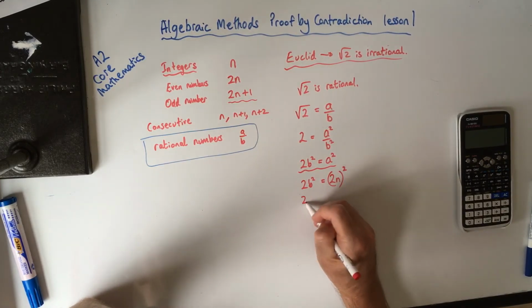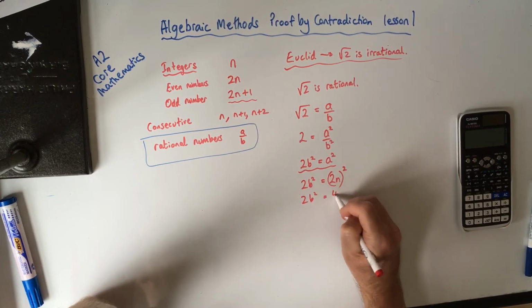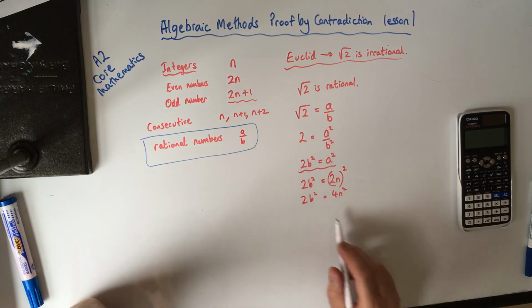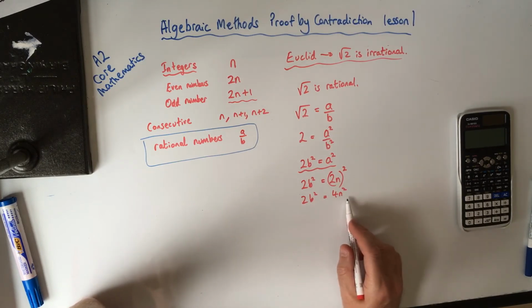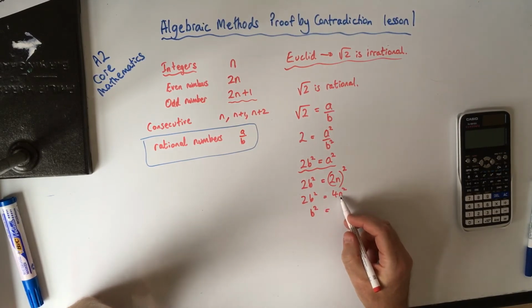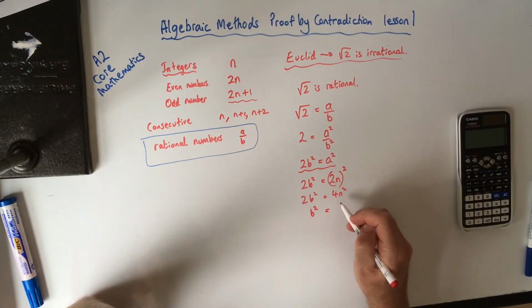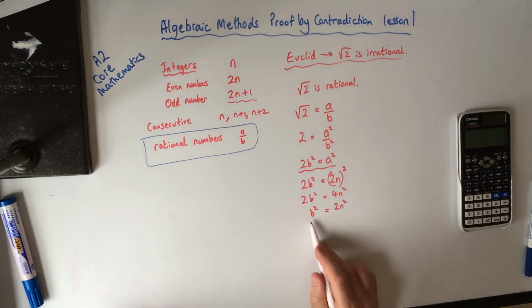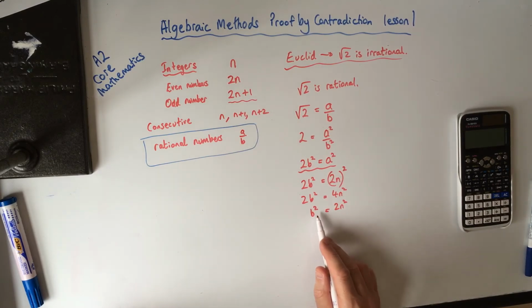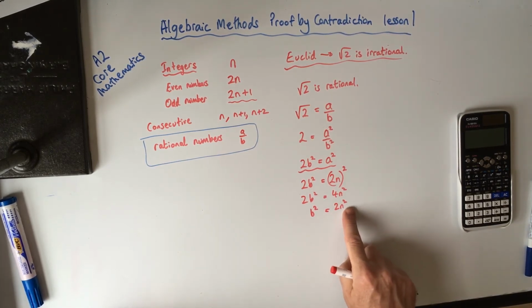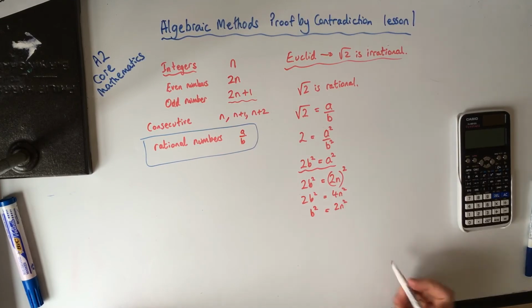(2n) squared, of course, is 4n squared, isn't it? 2n times 2n. And if we divide both sides by 2, we get b squared is equal to 2n squared. So now from that we can see that b squared must be an even number, and so b must be an even number as well, because it's 2 times n squared. So b must be even.